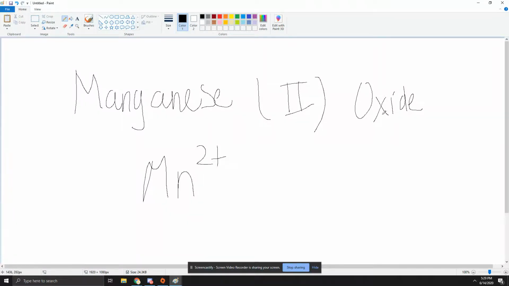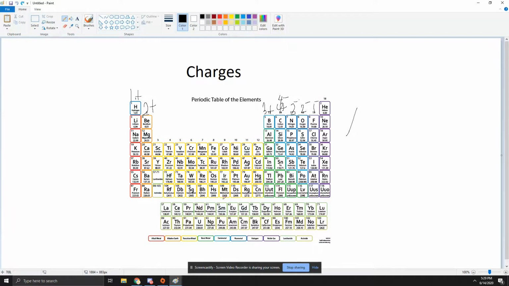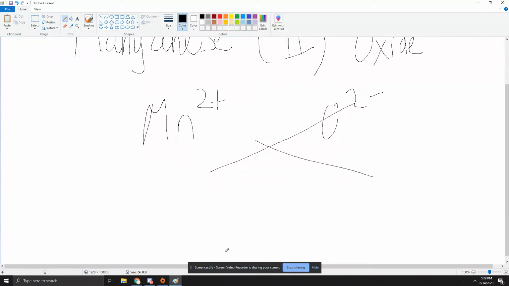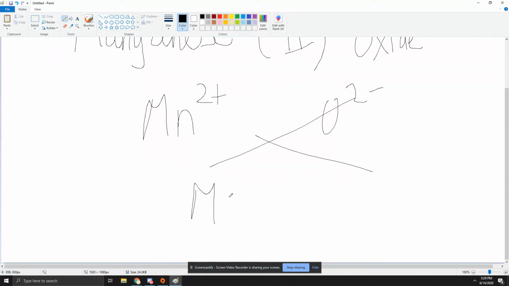And oxide is just oxygen. So the charge for oxygen is 2 negative. So oxygen 2 negative. And for these two to become stable, you need to cancel each other out. So 2 goes right here, goes right here. So we will have Mn and O. So that's kind of how you do it.